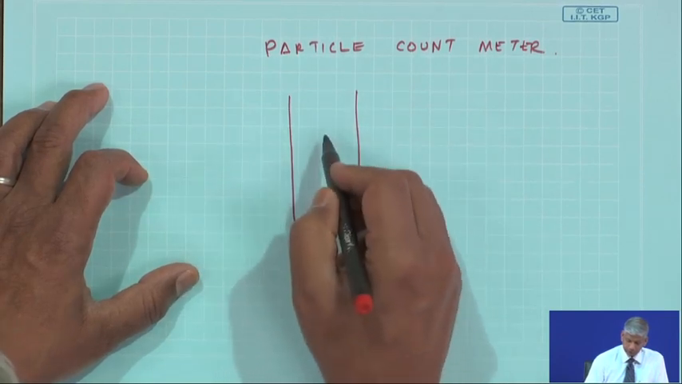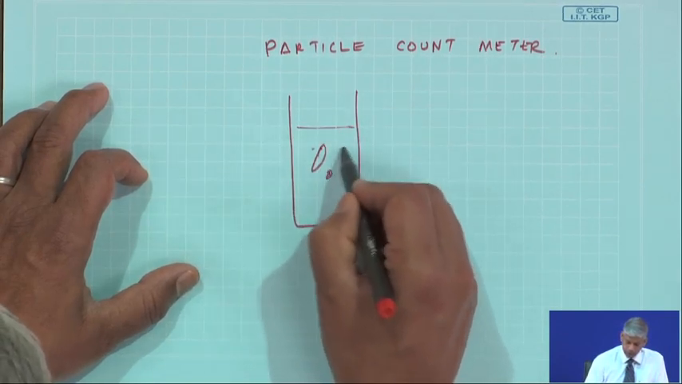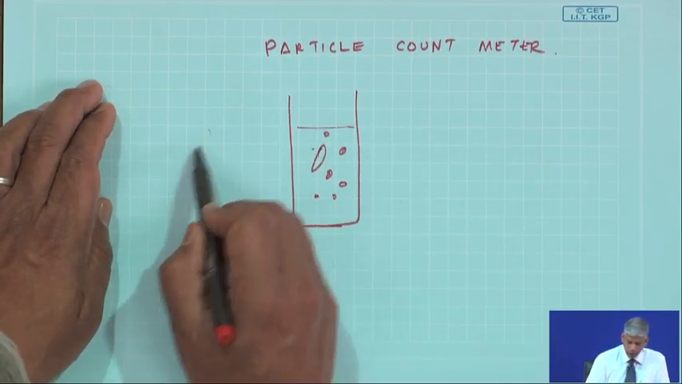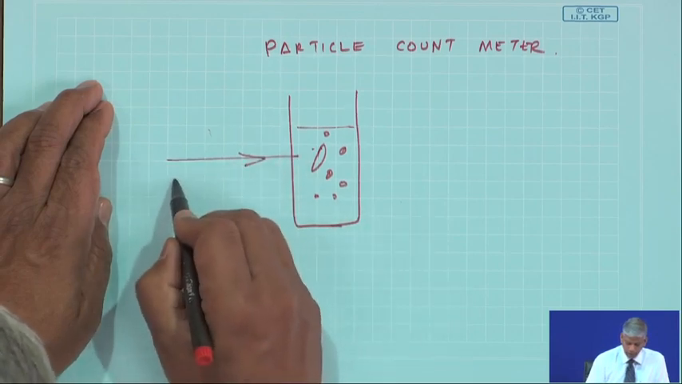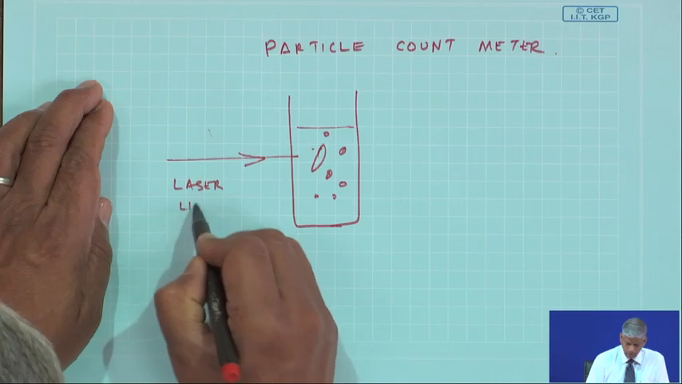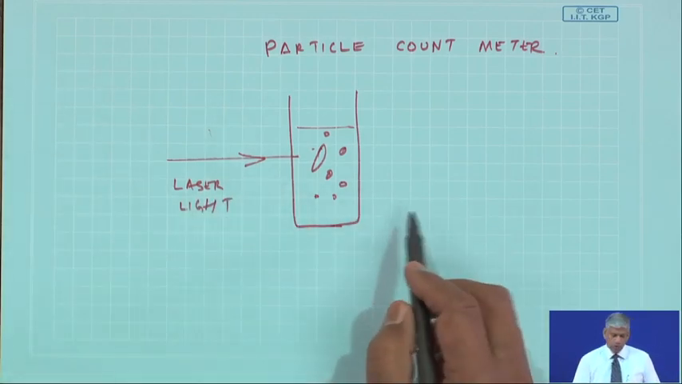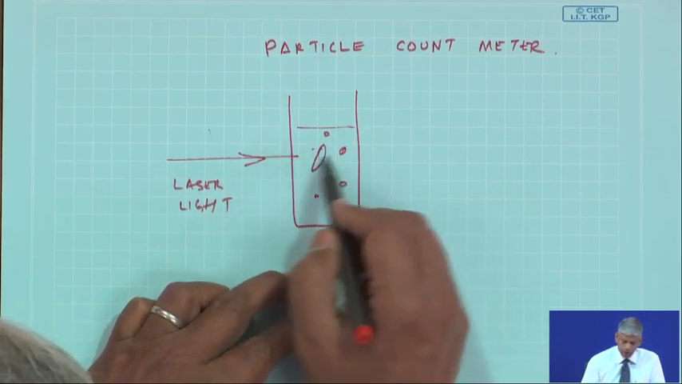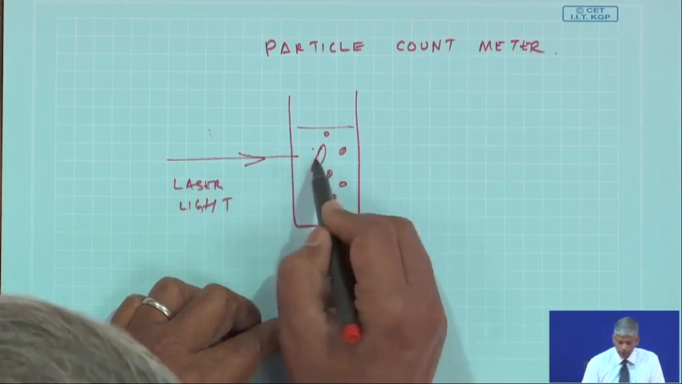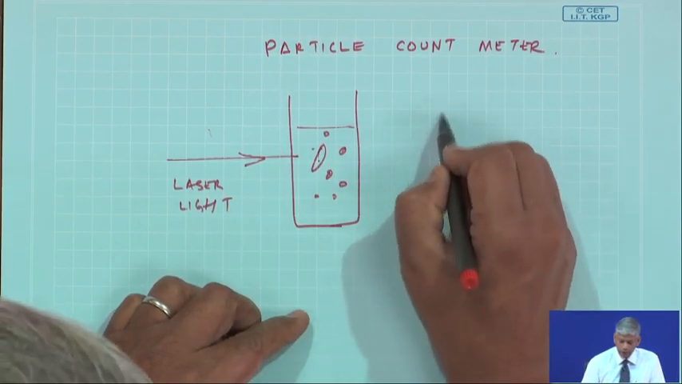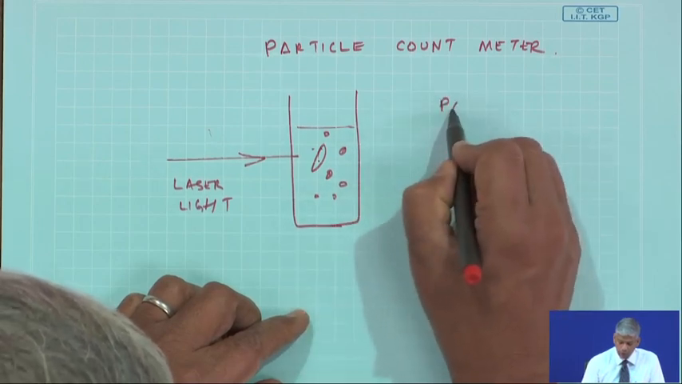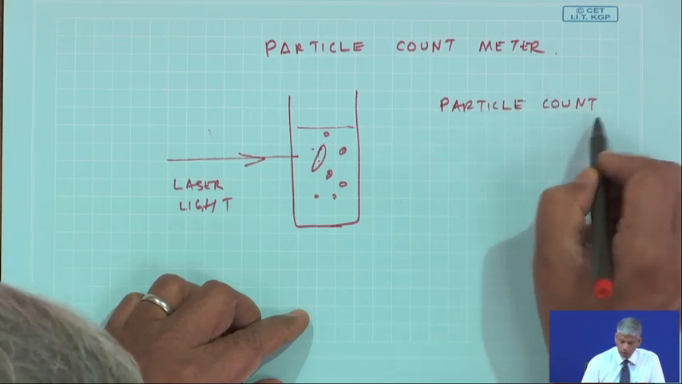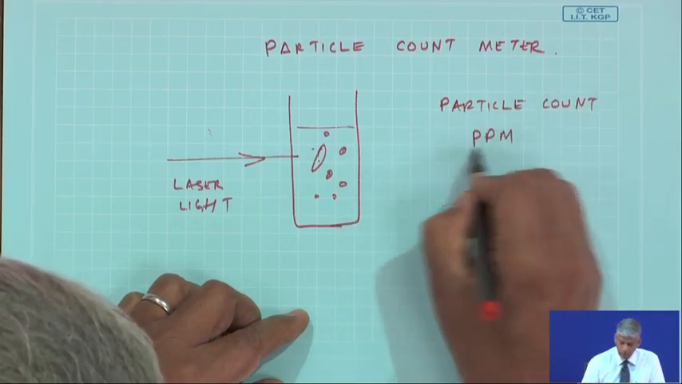Suppose I have a particle, and then there are particles suspended in the fluid. If I shoot a laser beam, depending on the size of these particles in a given volume, the energy will get reflected from these surfaces. So, I can have a clue as to the particle count in a given volume. So, parts per million of a particular size.